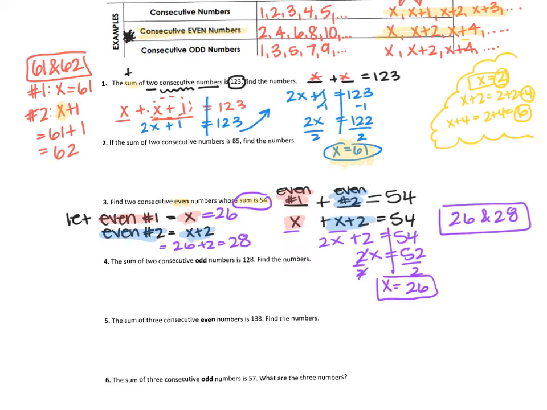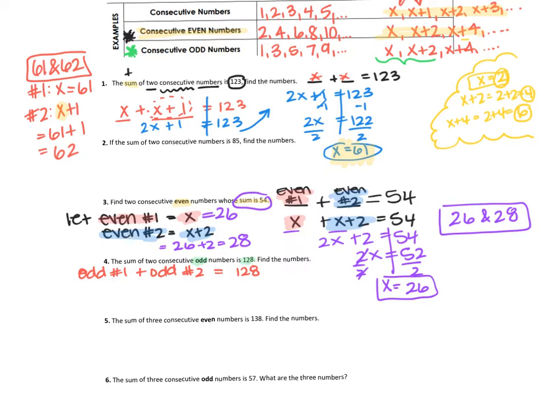So number 4 says the sum of two consecutive odd numbers is 128. And it wants me to find what numbers add up to make 128 that are both odd. So remember in our little chart up here, it said to make consecutive odd numbers, we use x, x plus 2, x plus 4, and so on. So I know I need some odd number plus another odd number that's consecutive to it, one after the other. And when I add those up, it has to equal 128.